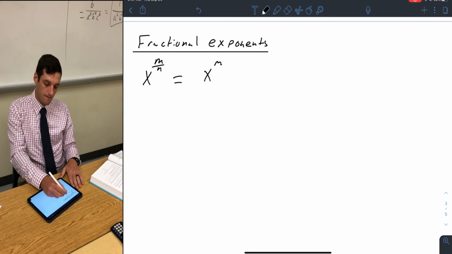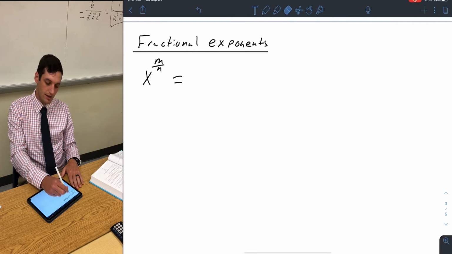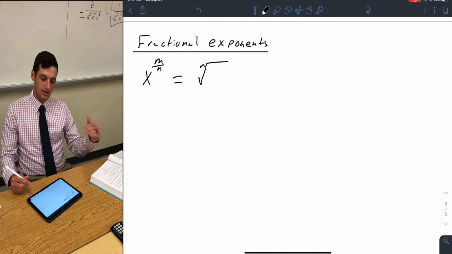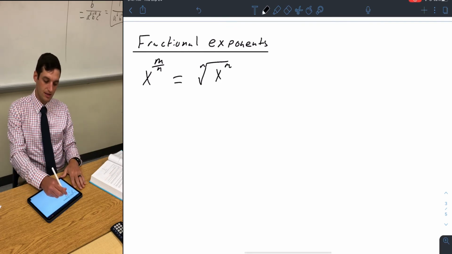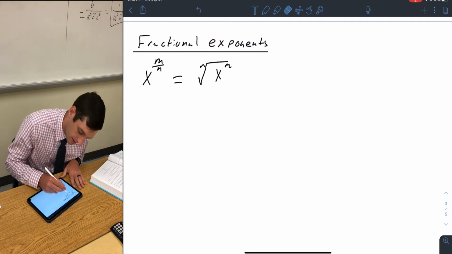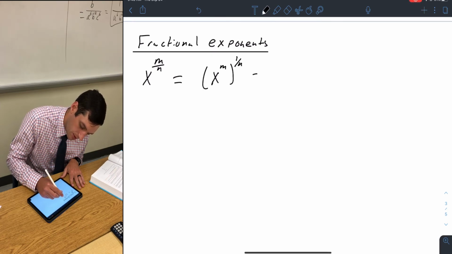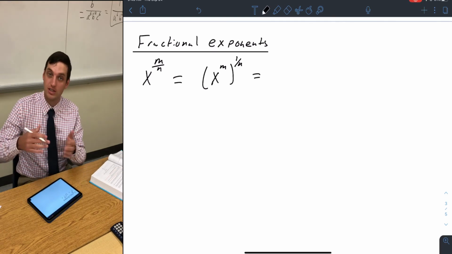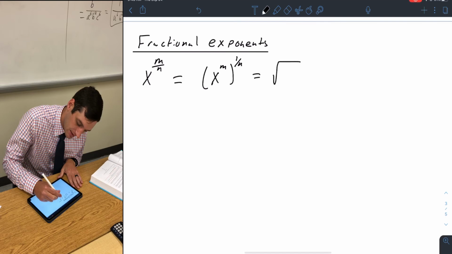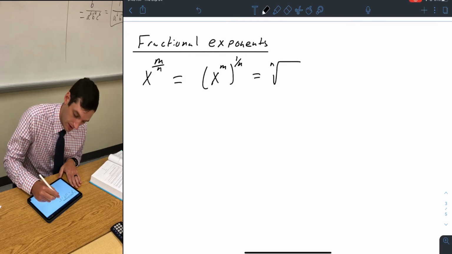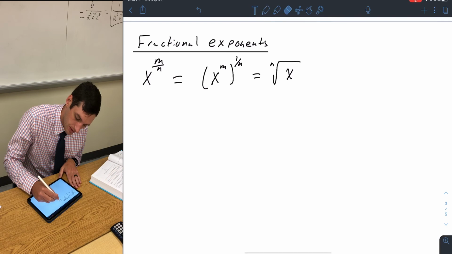no it wouldn't. This is the same as the nth root, because we've learned the bottom of the fraction is the root. Nth root of x to the mth power. Oh, okay, I'll write it like that. So this is x to the m raised to the 1 over nth power. And when you multiply those, we just learned that this is the nth root of x to the mth power.